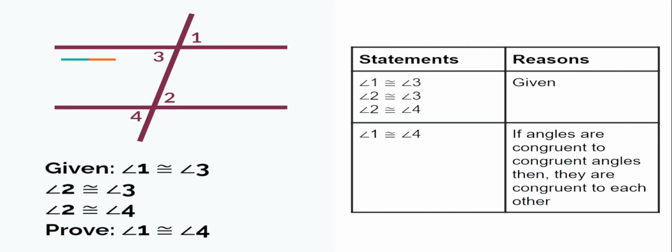The second statement says that angle 1 is equal to angle 4. The reason for this is the transitive property. That is, if angles are congruent to congruent angles, then they're congruent to each other. That is because angle 1 is congruent to angle 3, and angle 4 is congruent to angle 2, and angles 2 and 3 are congruent angles. So because angles 1 and 4 are congruent to congruent angles, they're also congruent to each other.